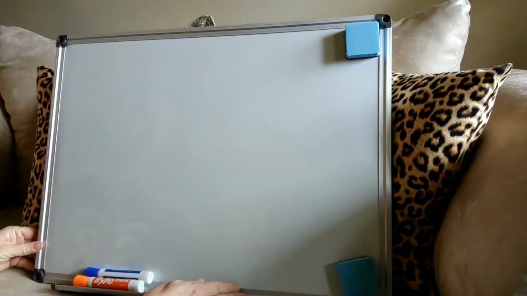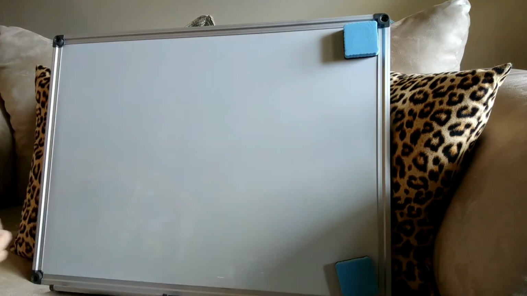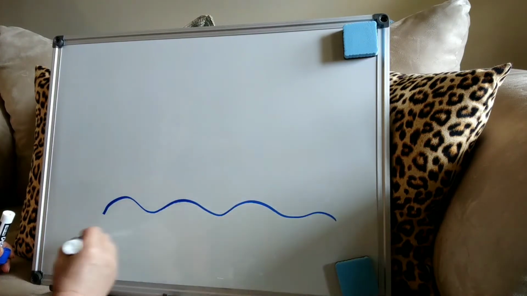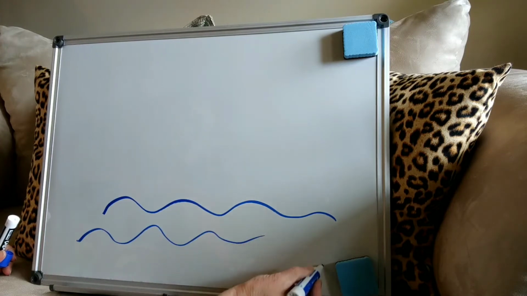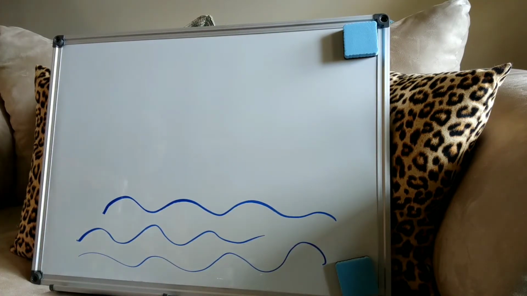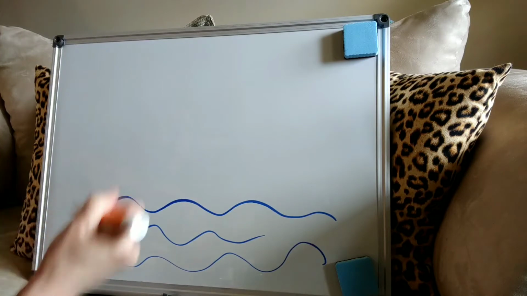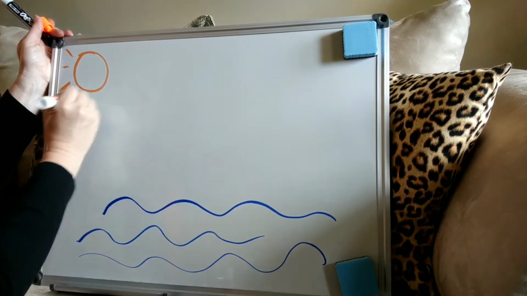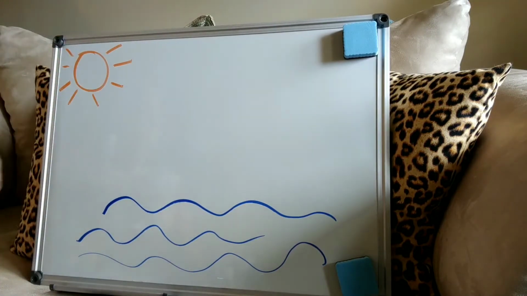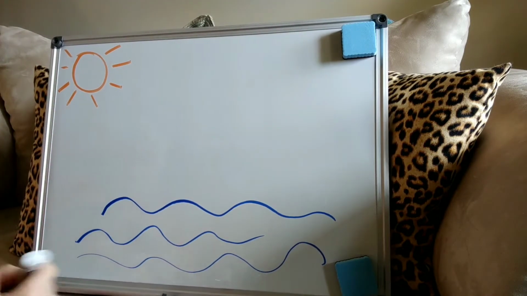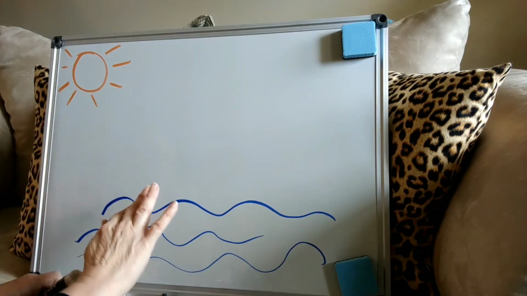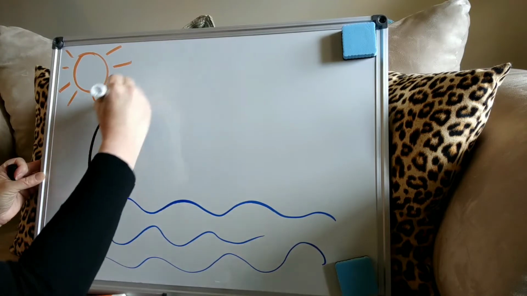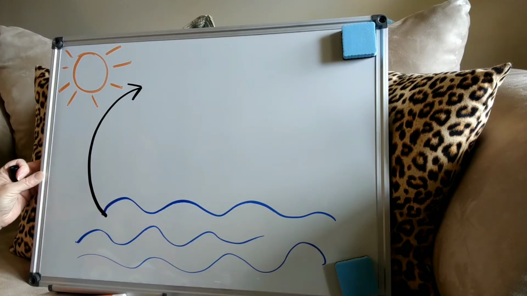Okay, how's that? All right, so let me start by drawing some water. Okay, so I've got some water down below. This could be a lake. This could be the ocean, right? This could be a stream. Oh, we definitely have to have the sun. The sun is very important in this, right? Because the sun has to heat the water. Okay, so here's what happens. The sun heats the water, and then the water evaporates. It goes up into the sky.